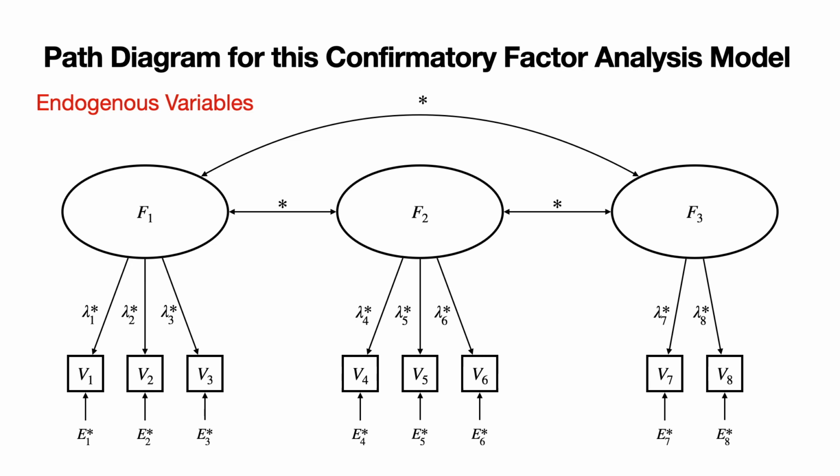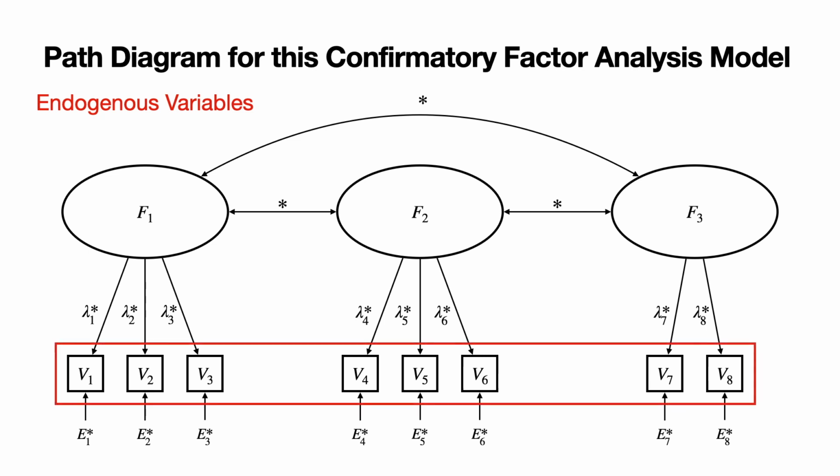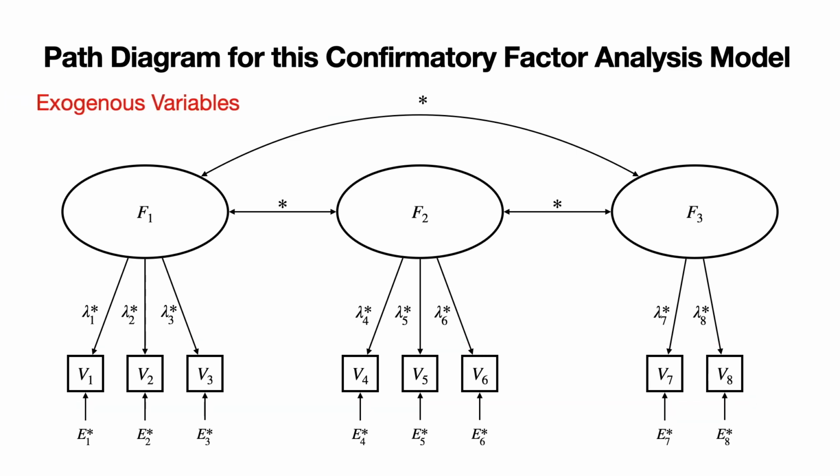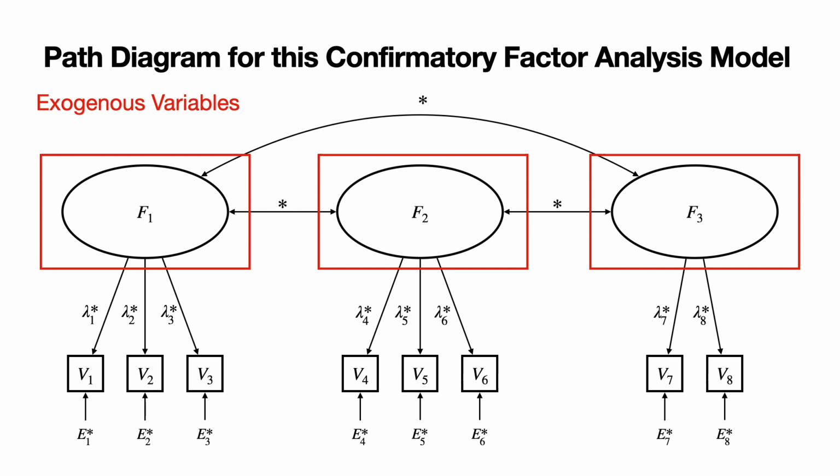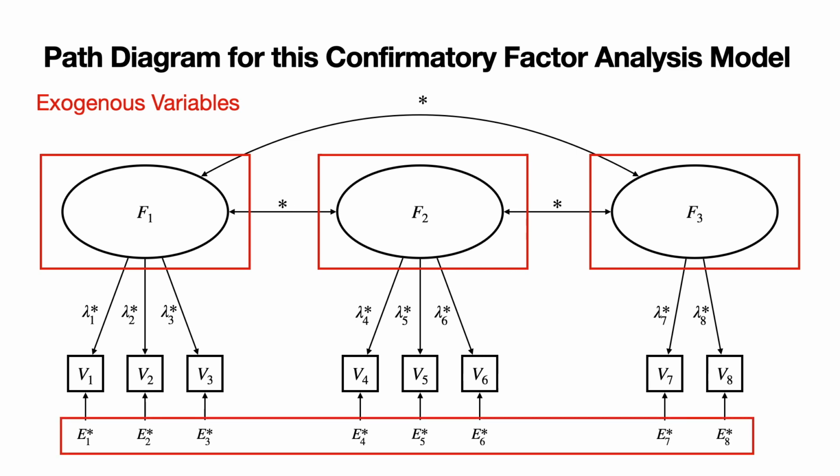Endogenous variables are variables that are response variables in any of the equations in the model. And so in this model, the endogenous variables are V1 through V8. On the other hand, exogenous variables are variables that are never response variables in any of the equations in the model. And so the exogenous variables are the latent constructs F1, F2, and F3, because neither of those has a one-way arrow coming into it, as well as the error terms E1 through E8. Again, none of those terms has a one-way arrow coming into it.